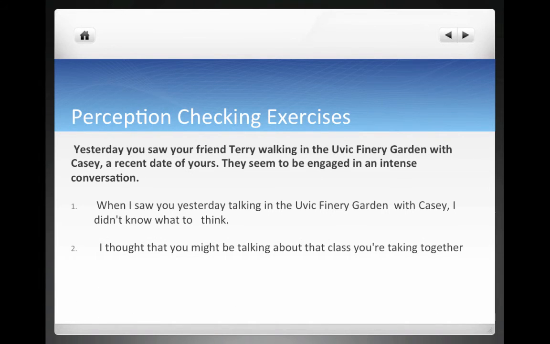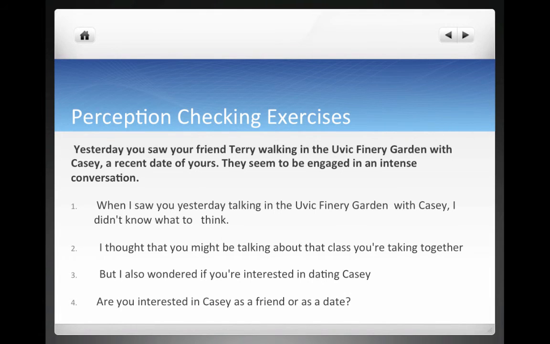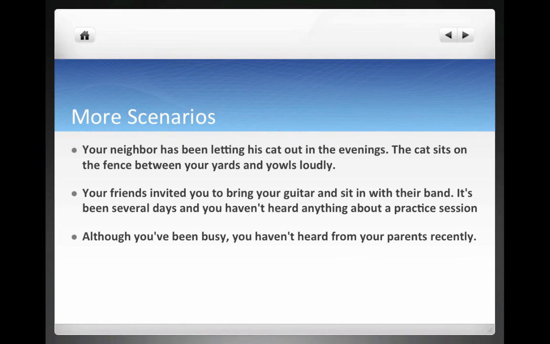And then we provide interpretations. I thought that you might be talking about that class you were taking together. That's interpretation 1. But I was also wondering if you're interested in dating Casey. That's interpretation 2. And this is the last part, which is you seek clarification. Are you interested in Casey as a friend or as a date? That's how easy it is.